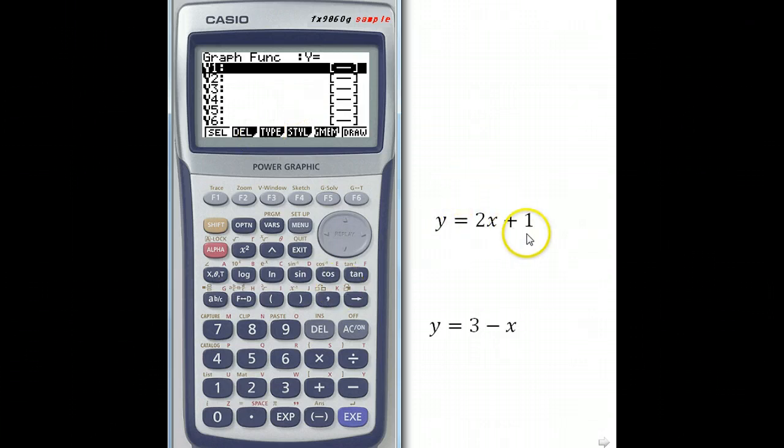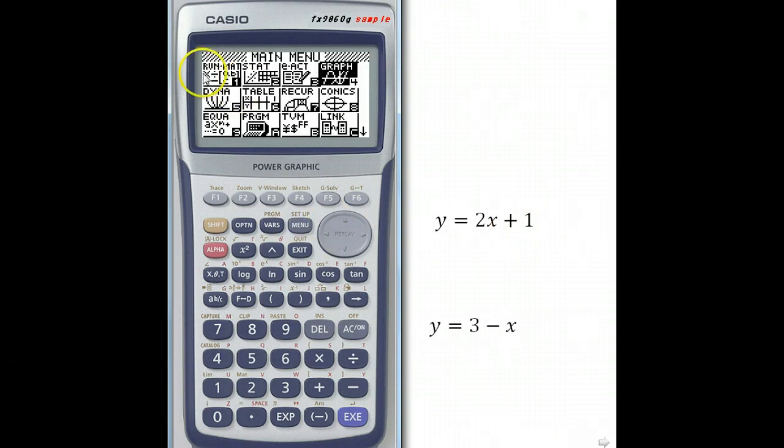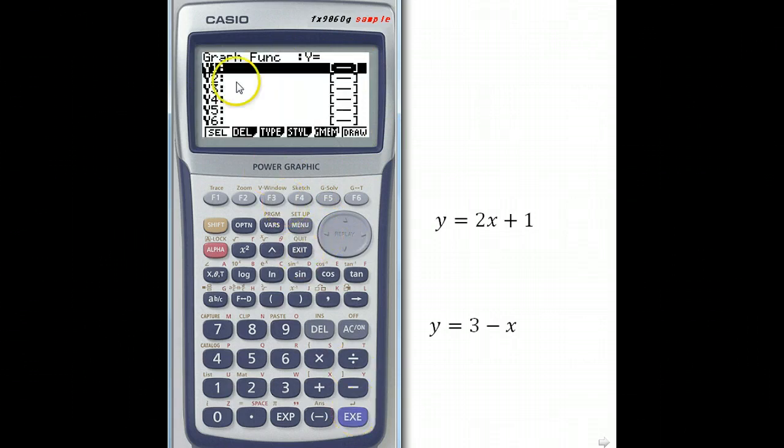Let's look at this function here, y equals 2x plus 1. Go ahead and draw a graph from it. The way you're going to start is you're going to choose Menu. You're going to go across over here to choose Graph and exit. So graph function. Our first function we want to graph is 2x plus 1.